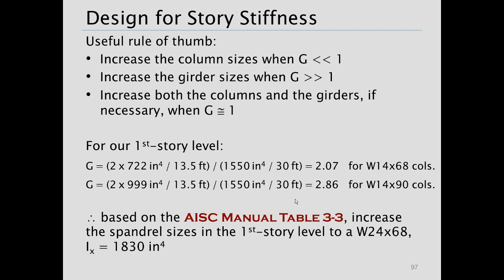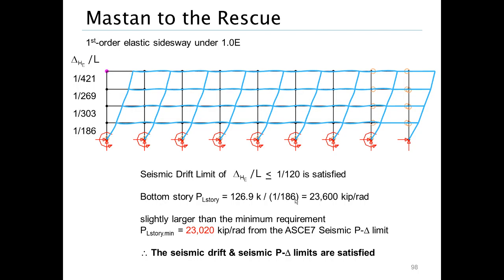So if we look at our calculations in this case, we have 2.07 for the W14x68 columns and 2.86 for the W14x90. And so if we go to the ISOBX tables in Section 3 of the manual, we want to increase the size of the girders. Let's bump our girders up to W24x68. Once we do that, we're in good shape.